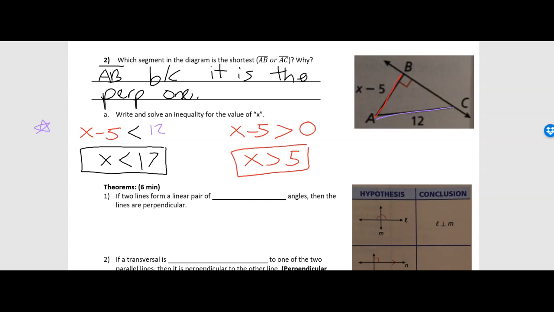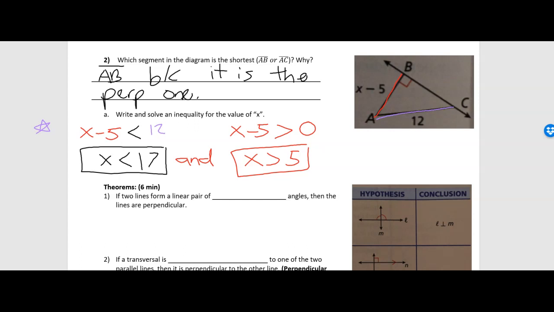This is called an AND inequality because our solutions have to fit both restraints. They have to be less than 17 and they have to be greater than 5. The other option would be an OR inequality. But here that doesn't work because it can't just fit one of these constraints, right? It has to fit both of them.